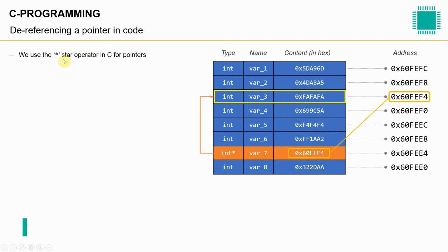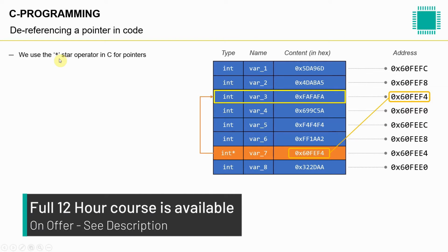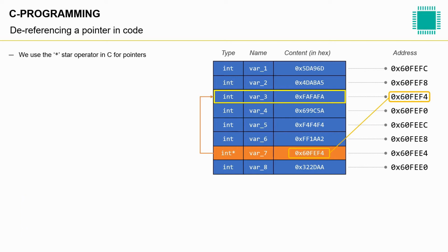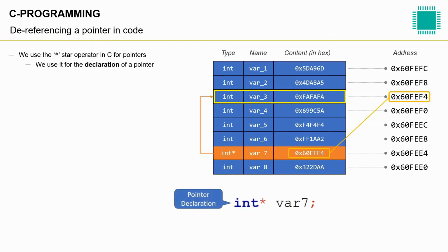And that star symbol is something that we use a lot with pointers. In fact, we use it for two different things. And it means two different things depending on circumstance. This might sound a bit confusing, but once you get used to it, it's fairly straightforward if I'm honest. So we use it for pointer declaration. And this is what the declaration of the pointer var7 looks like.